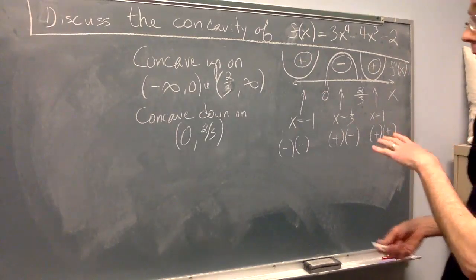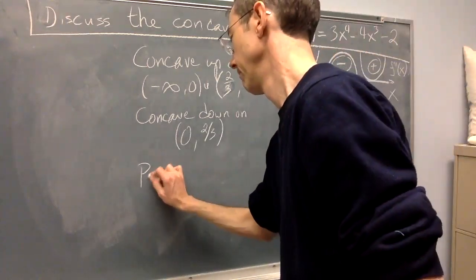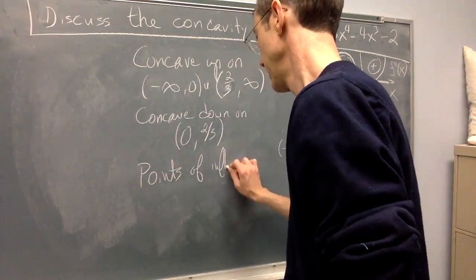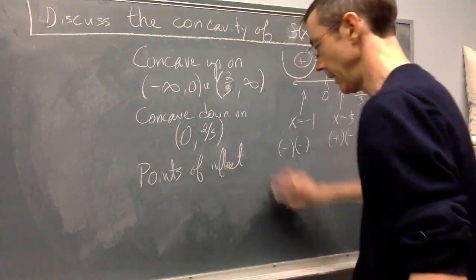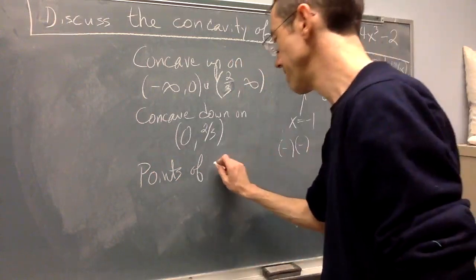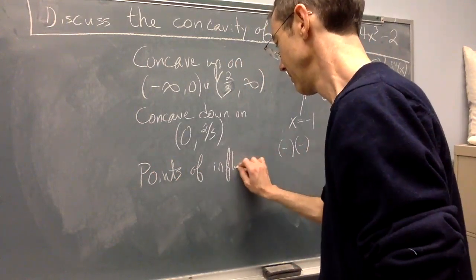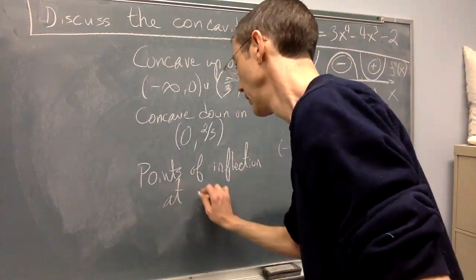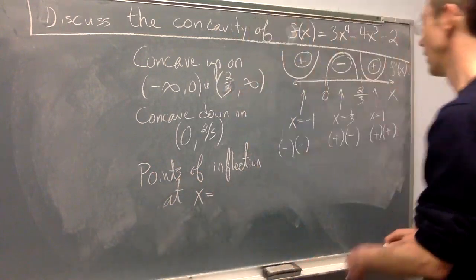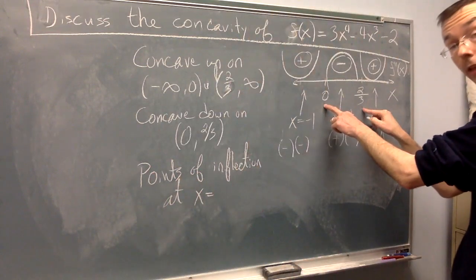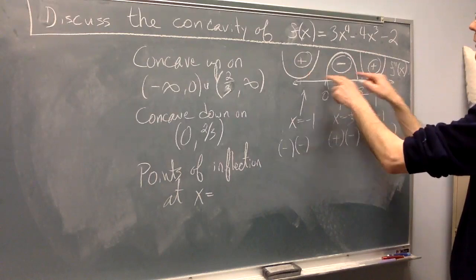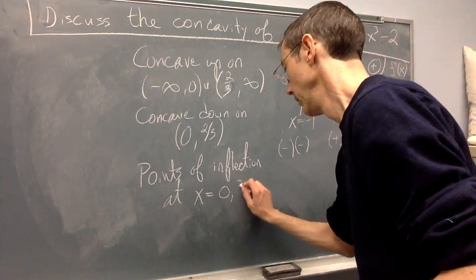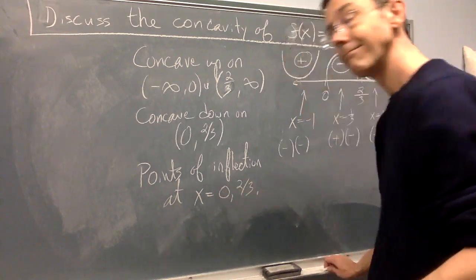Finally, we can talk about points of inflection. So let's just give the x values here. Both at x equals 0 and 2/3, we see that the second derivative is changing sign. Those are both going to correspond to points of inflection. And we're done.